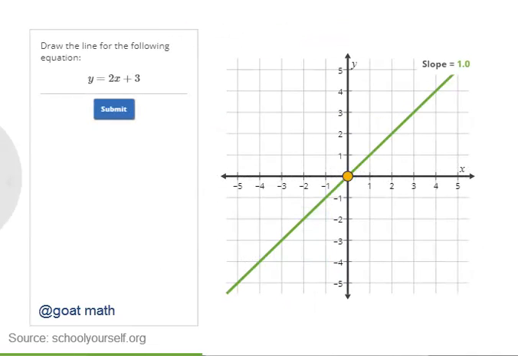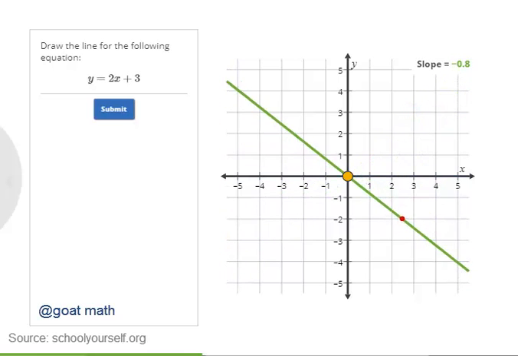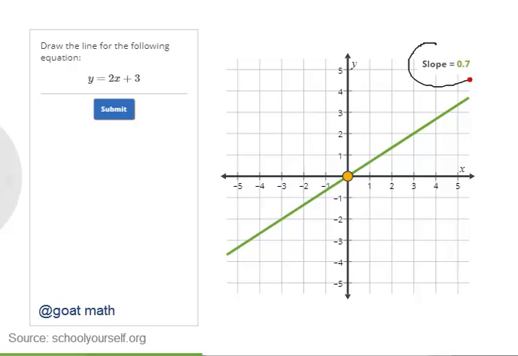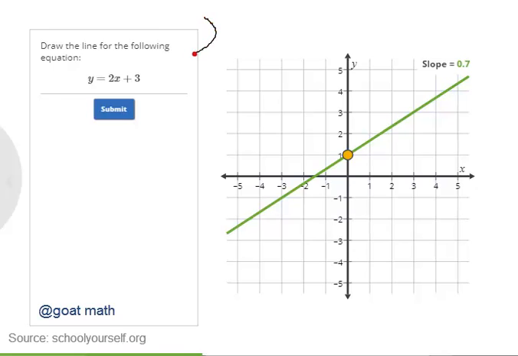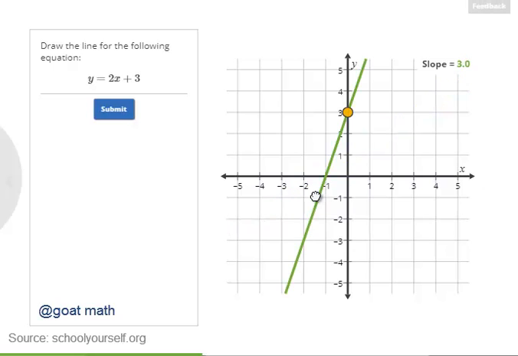Okay, so at this point, you'll be the one who draws the lines. You can drag the green line to change its slope, which is displayed up here, and you can drag the yellow dot up and down to change the y-intercept. Here's your first challenge. Draw the line for the equation y equals 2x plus 3. So try figuring out the slope and y-intercept from the equation, draw the line, and then press the Submit button over here.